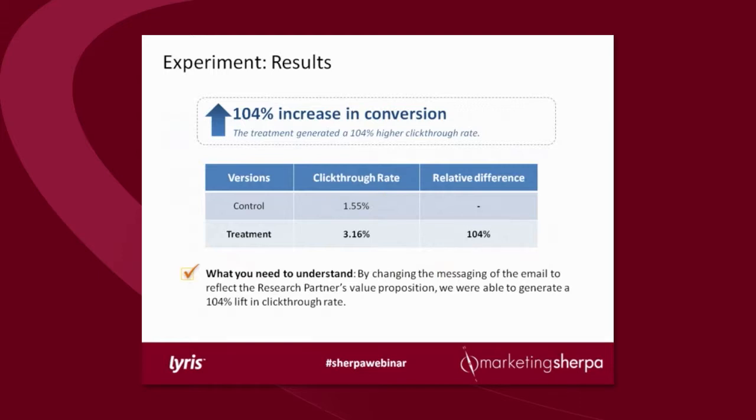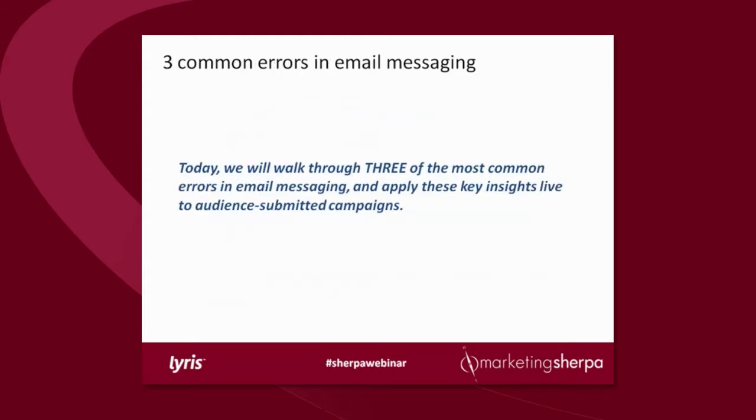The treatment saw a 104% relative increase in click-through rate. And what you need to understand is that by actually focusing on the message of the email to reflect their value proposition, the things that really stood out and connected with the target audience that they were trying to reach, we were able to generate that lift. And today, what we want to do is help you understand, from all of the emails that we've tested, over 1 billion emails tested, and all the different research that we've done, the common denominator tactics, things that you can pay close attention to and apply to your emails so that you can realize the same kind of lifts and conversion that we have been.